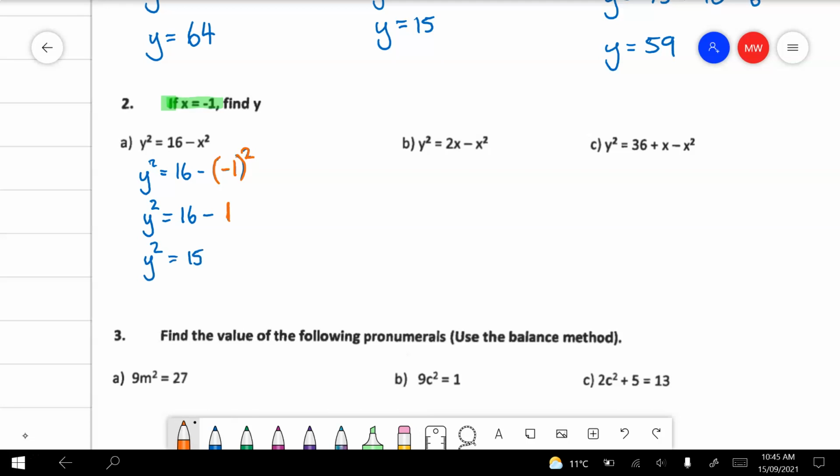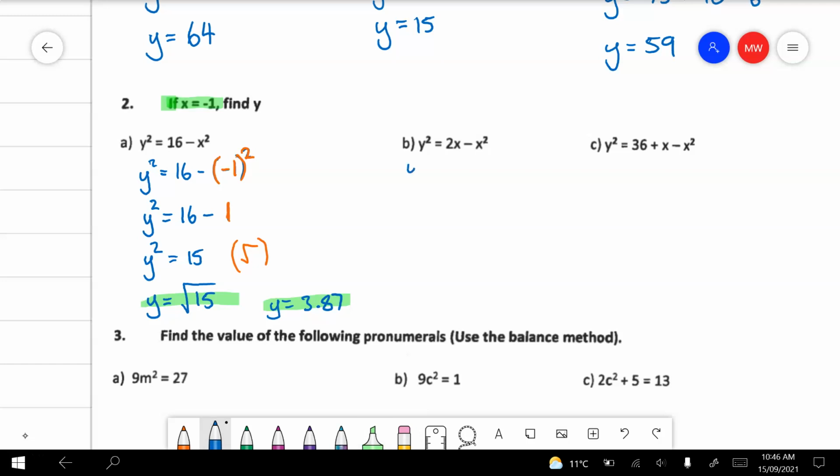And then in balance method, if you want to get rid of a squared, the best way is to square root both sides. So y will be the square root of 15. We can put that in a calculator and get an answer. In this case, y would be 3.87 if it's rounded to 2 decimal places. But in this form, it's absolute. There's no inaccuracy at all. As soon as we round it, we introduce a small error, but that's still a fine answer.